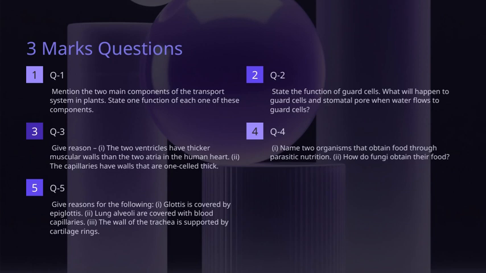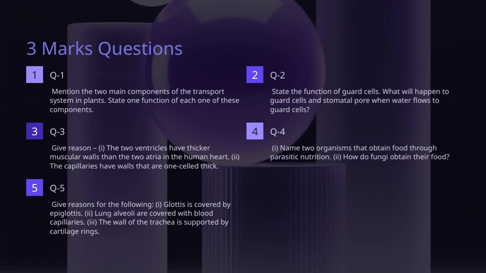Now, shifting focus to guard cells. Their primary function is to regulate the opening and closing of stomata on the leaf surface. When guard cells absorb water, they become turgid, causing the stomatal pore to open. Conversely, if water is lost or not available, the guard cells become flaccid and the stomata close. This mechanism helps in controlling gas exchange and water loss.